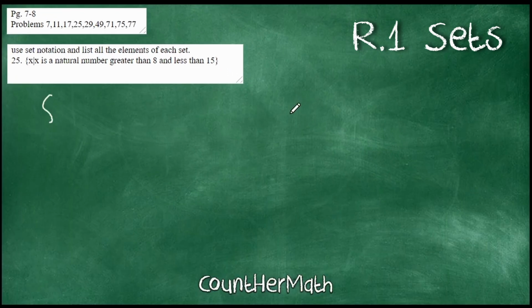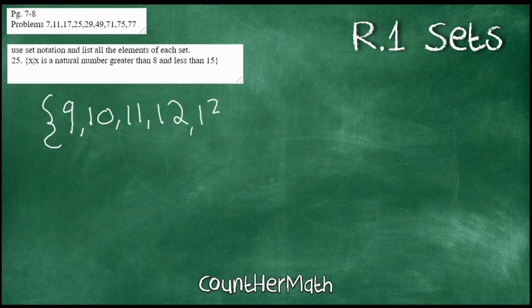So our first step is to put a curly bracket. Natural numbers, so our counting numbers 1, 2, 3, 4, etc., that are greater than 8. So the first natural number bigger than 8 is 9, since 8 is not bigger than 8. So we're going to start at 9. And less than 15. 10 is less, 11, 12, 13, 14, and 15 is not less than 15, so that is the end of our set.